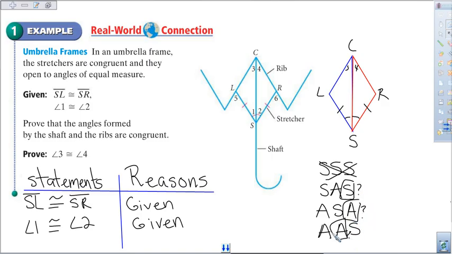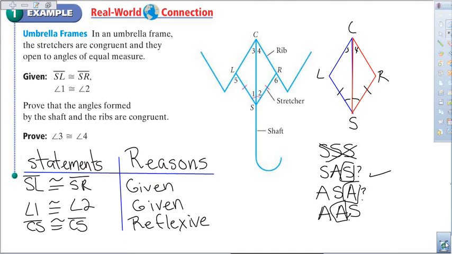And I notice that I have this side here, which is on both triangles. So that's CS. So I know that CS is congruent to CS. How do I know that? What's my reason, guys? Right, reflexive. Okay, so now I have side, angle, side.